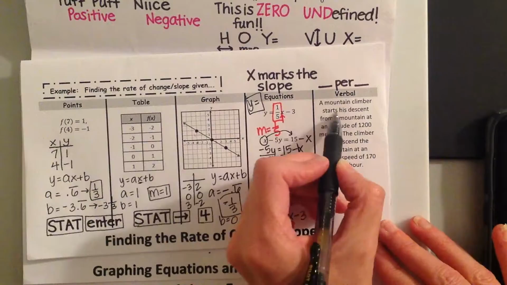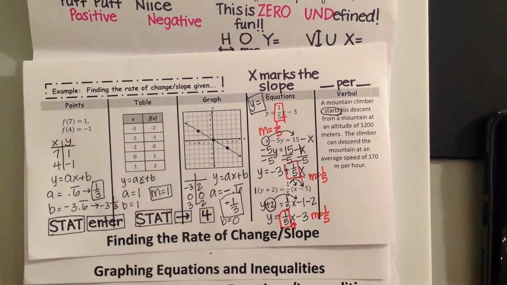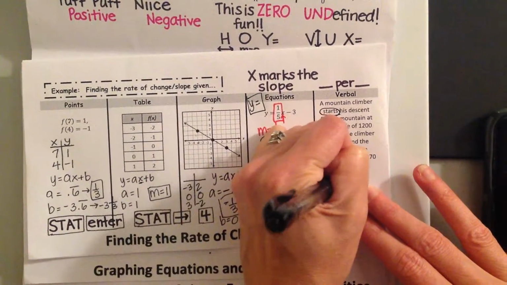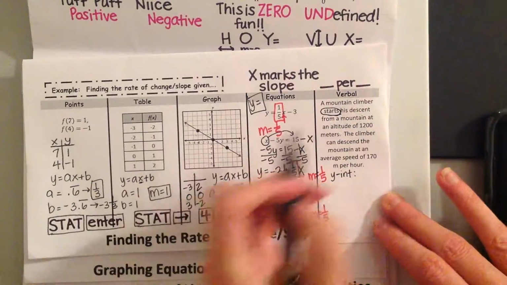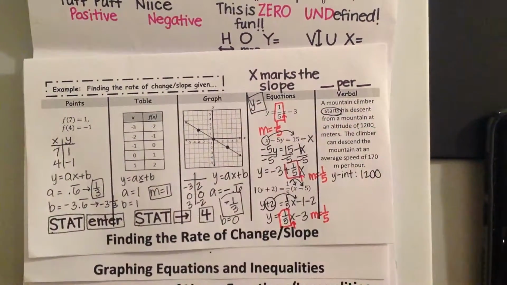A mountain climber starts. Oh, we remember this from exponential. Starts is telling us our initial value. So that's also your y-intercept. So your y-intercept, where did he start? His climb, 1,200 meters. So our y-intercept is 1,200.